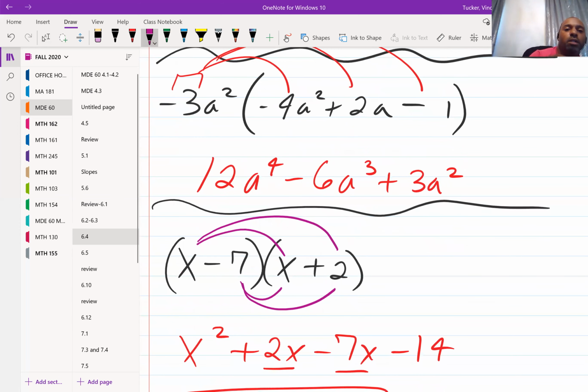All right. So what we do is x times x, which will give us x squared. And we're looking at x times 2, which is 2x. Then we have negative 7 times x, which is negative 7x. And then negative 7 times 2, which is negative 14. All right, questions on the distribution?